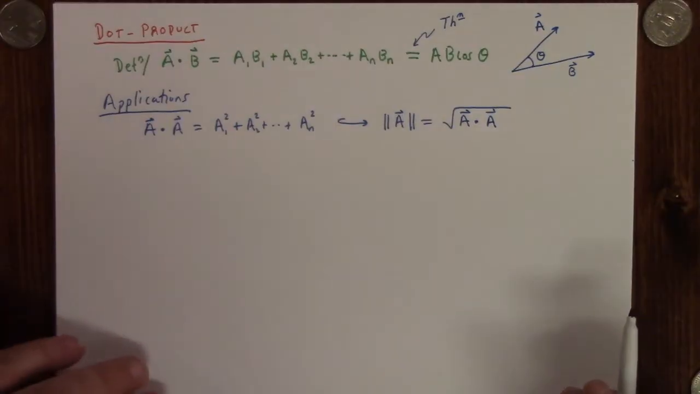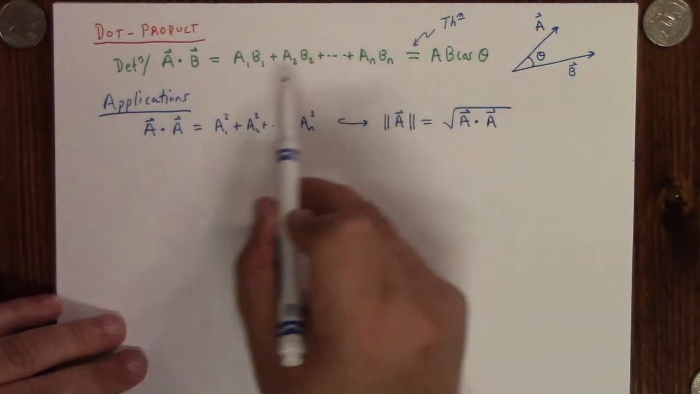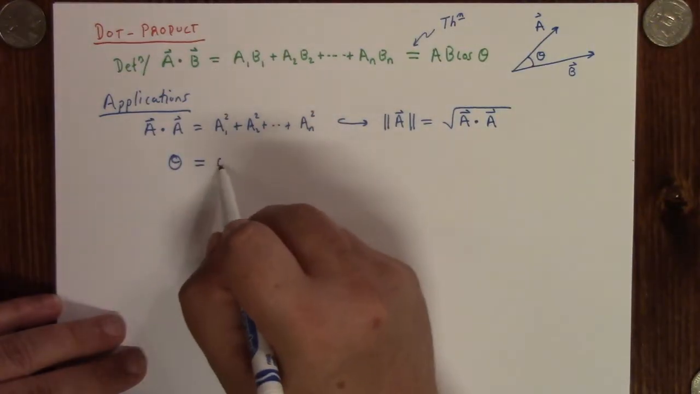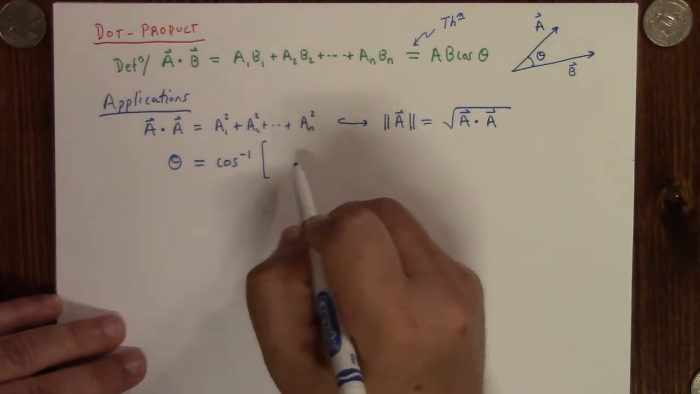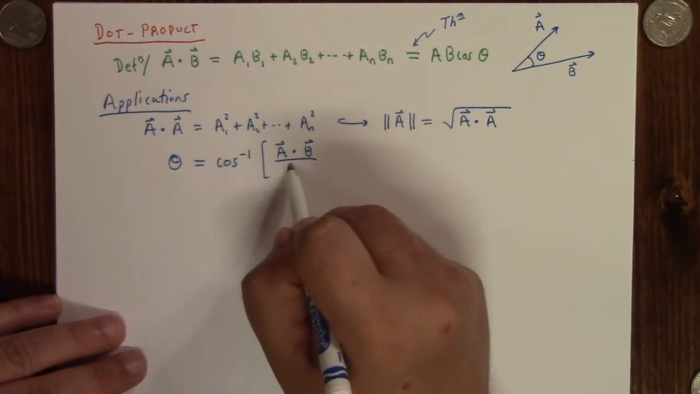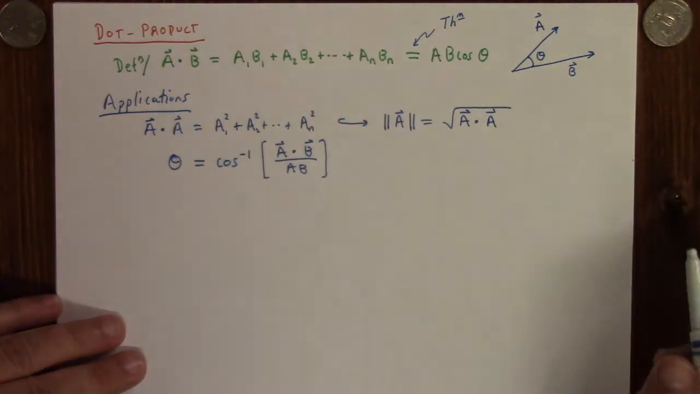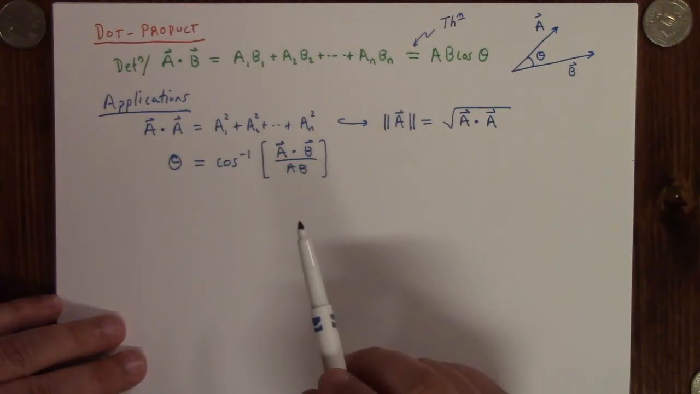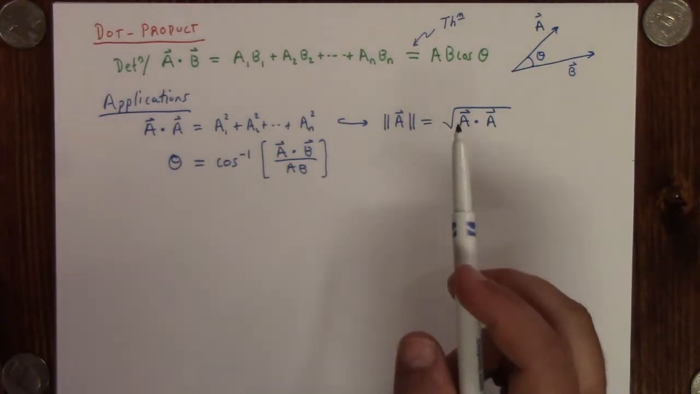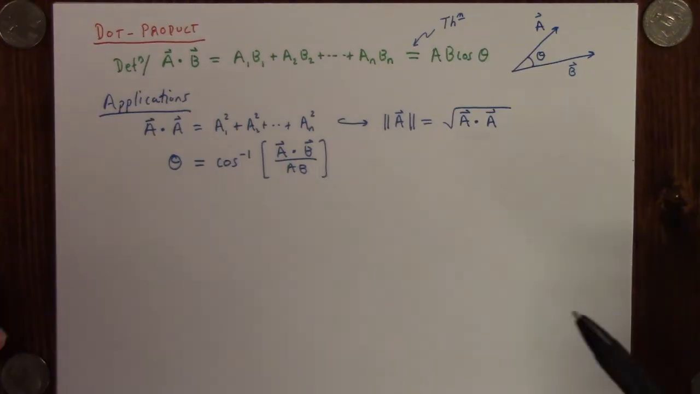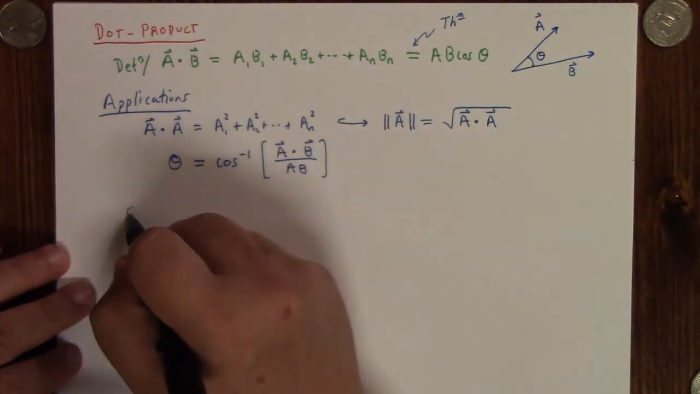Another thing we can do is solve this equation for the angle. The angle between two vectors is the inverse cosine of A dot B over the length of A times the length of B. This is super useful because it gives us a nice handy way of calculating the angle between two vectors without doing any real hand-to-hand combat with the geometry, let's say. Here's a good example of how that's useful.